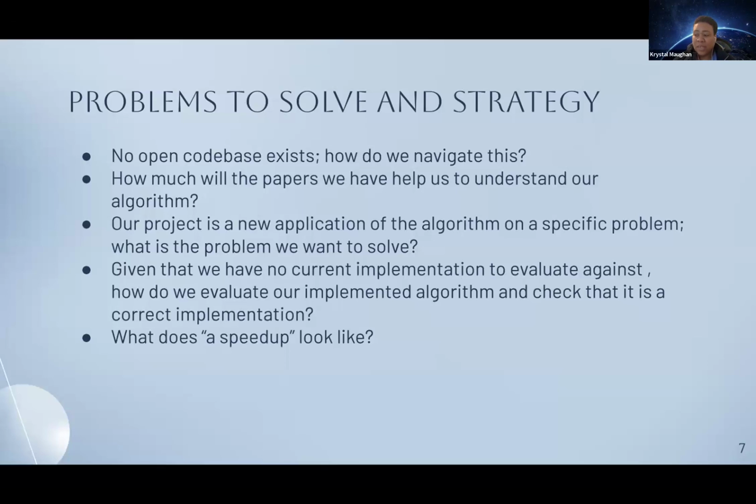Considering things like the traveling salesman and the four-color theorem problem were discussed in the original paper, and they were already covered in previous papers. Also, given that we have no current implementation to evaluate against, how do we evaluate our implemented algorithm and check that it's a correct implementation? And finally, what does speed up look like?